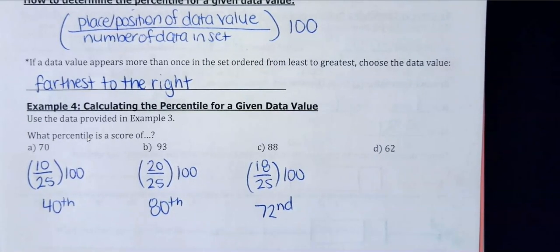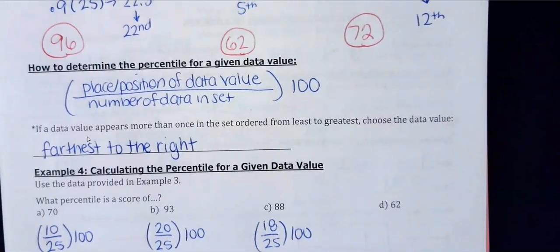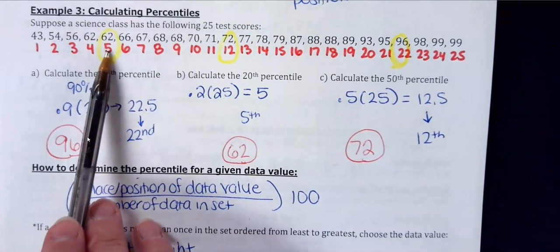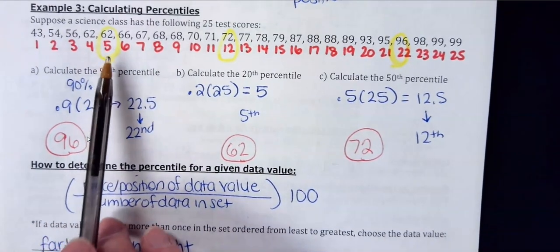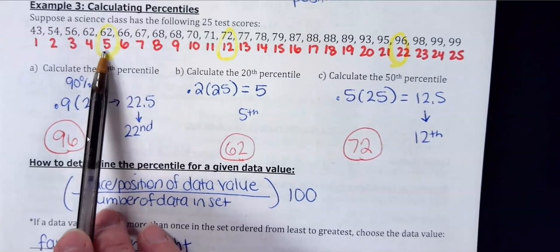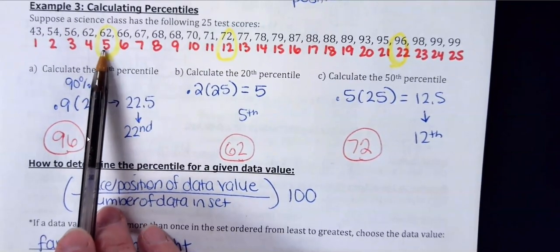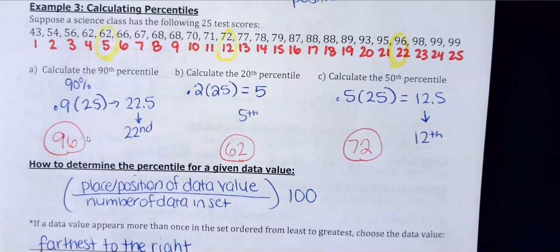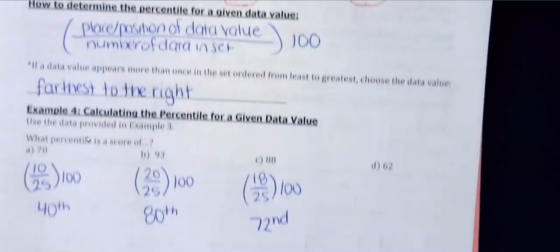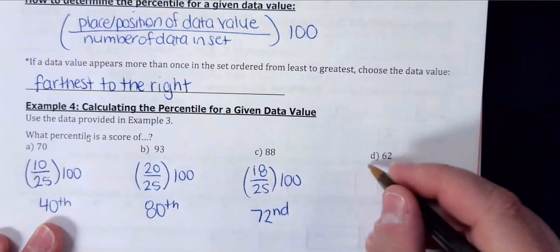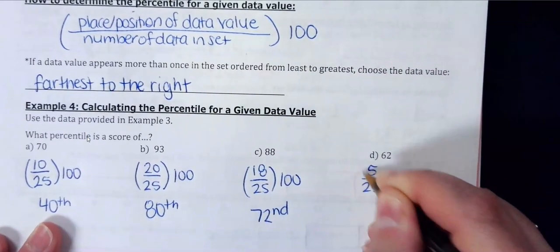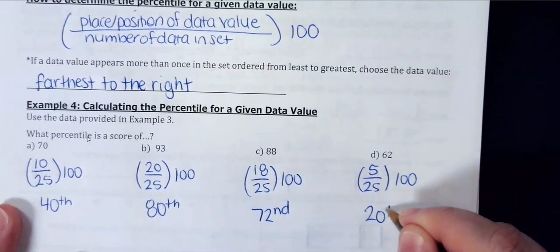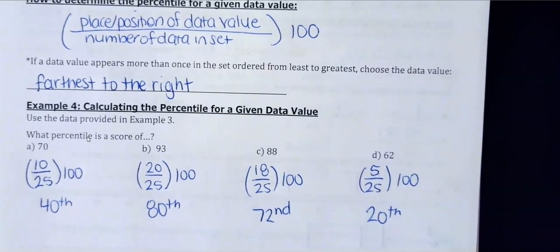And then just one more I did as another example real quick. A score that appeared twice was 62 up here. You got to pick the one that's farthest to the right. And we actually used this in another question, where we calculated that as the 20th percentile, right? So my answer here should be the 20th percentile if I'm doing this correctly. So I'm in the 5th position out of 25. If you divide that, you get 0.2 times 100, and that is the 20th percentile. And that's all you have to do.